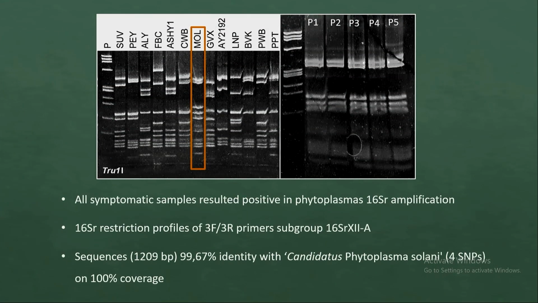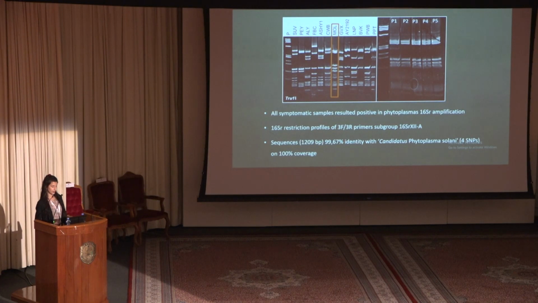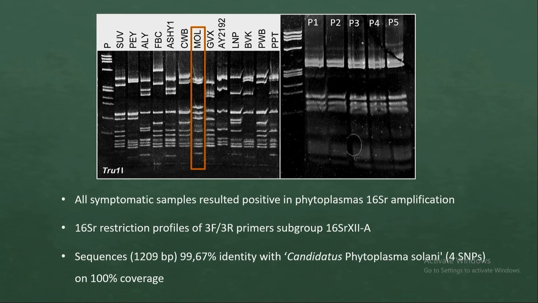Here are some results. All the symptomatic samples resulted positive in phytoplasma 16S rRNA amplification, while the samples collected from symptomless plants all resulted negative. We didn't notice any difference between the detection starting from lamina and midribs from the same plant, so we obtained the same results. You can see in the picture on the right the restriction profile on the amplicons. All the samples presented the same profiles, belonging to 16SrXII group, subgroup A. From the sequencing, we obtained sequences of about 1,200 base pairs that have an identity of 99.67% with the Candidatus Phytoplasma solani reference strain, with 100% coverage on the sequence.